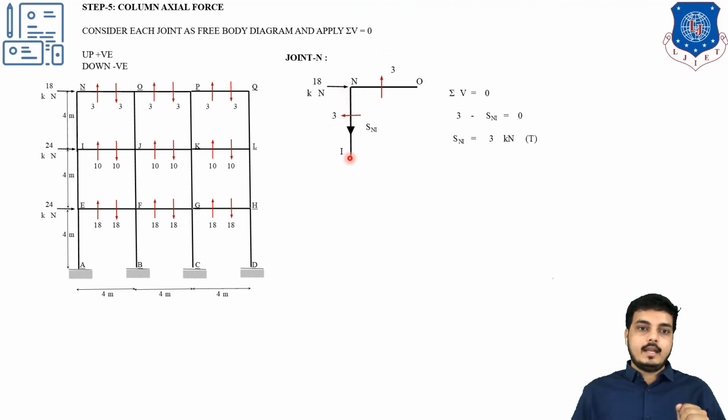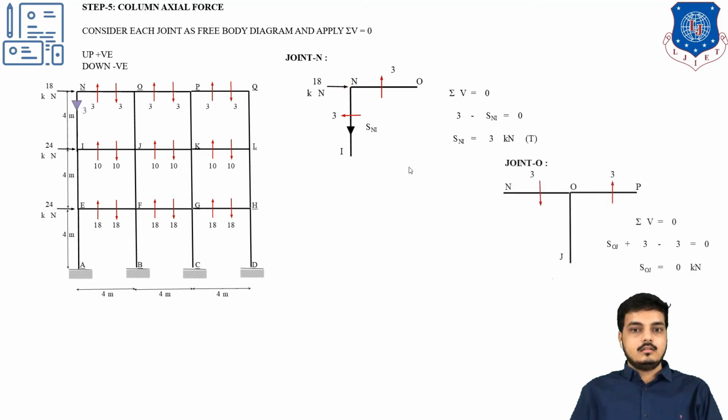For this particular member NI, I have assumed SNI as its name, and for the opposite of it, which is going upwards, I have assumed downward. So summation of V equals to 0. 3 minus SNI equals to 0. So 3 is going upward, so positive, minus SNI which is going in downward direction. S is the axial force for the particular column member NI equals to 0. So SNI is coming out to be 3 kN in tension. Now how is it tension? Look, if I am standing on this point, SNI is going away. If something is going away, it is pulling it. So it is in a tension zone.